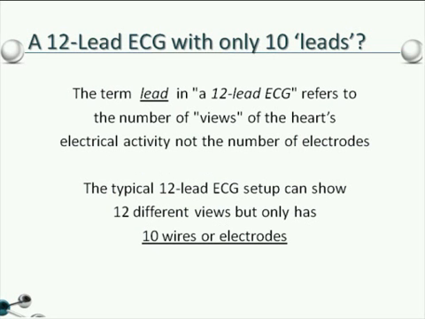So we always say a 12-lead ECG or EKG, but really there's only 10 electrodes. And so people always say, well, why do we say 12 lead? Well, even though these 10 electrodes or wires are attached to the body, it provides 12 different views of the heart. So that's why it's called a 12 lead.